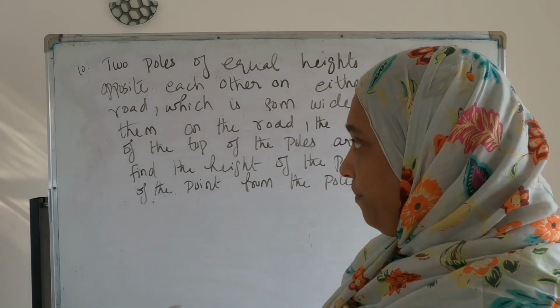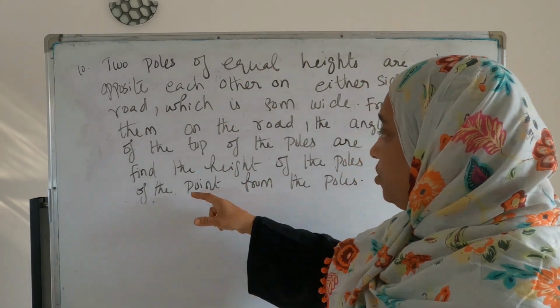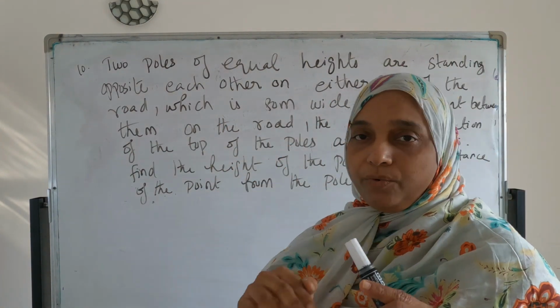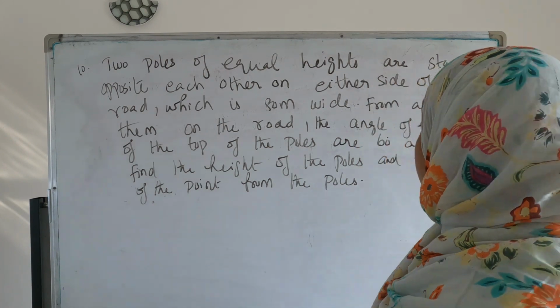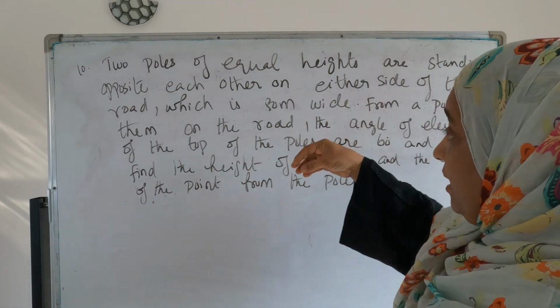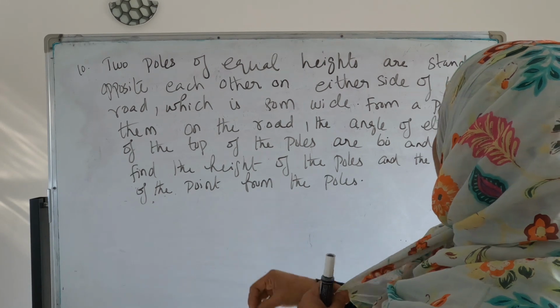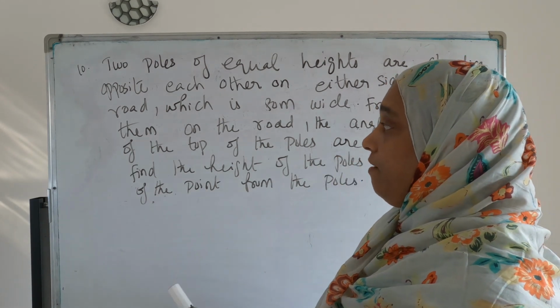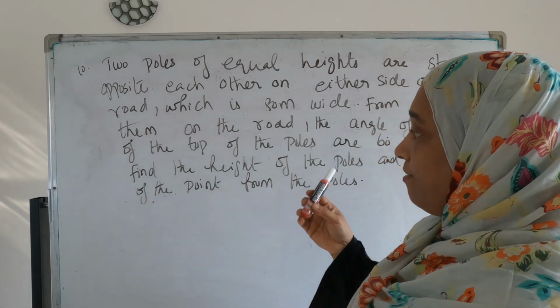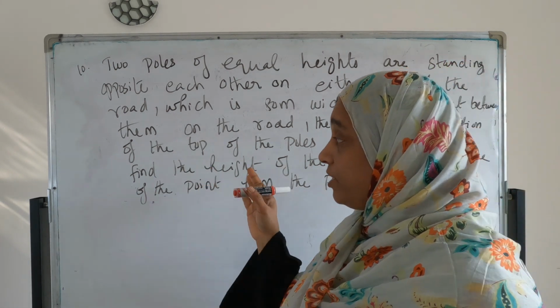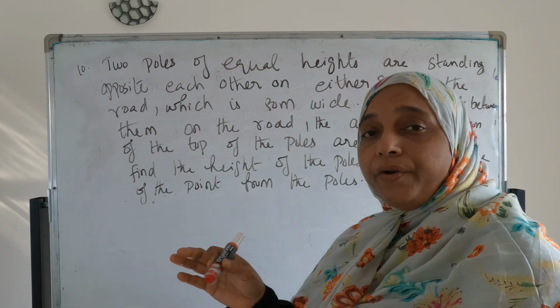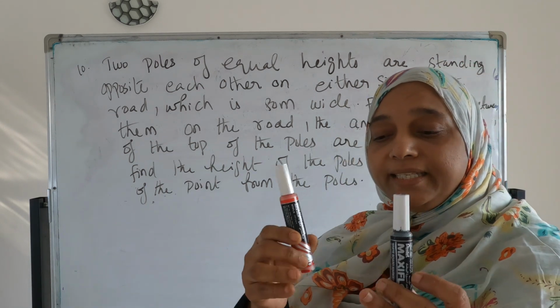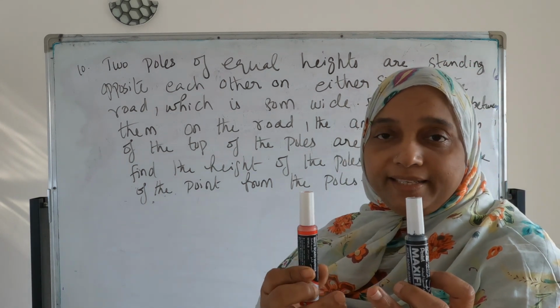One point we have to keep in mind: this point is not at the center of the road. It is somewhere between the poles only, not the middle of the poles. It is any point. They didn't mention it as a midpoint. We are not standing at the exact midpoint, somewhere in between we are standing.